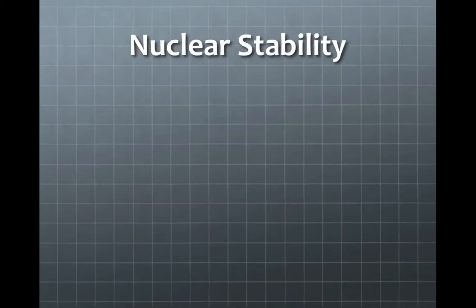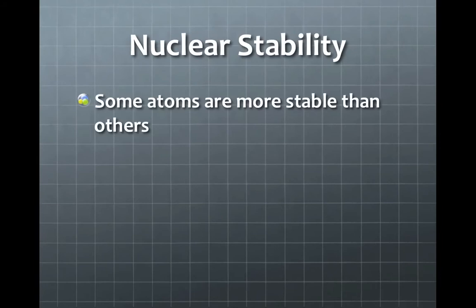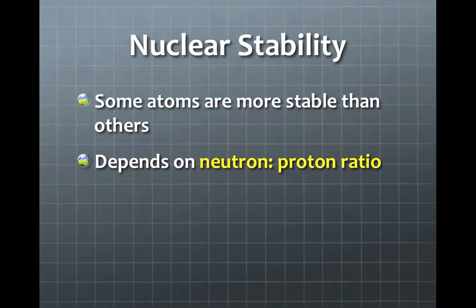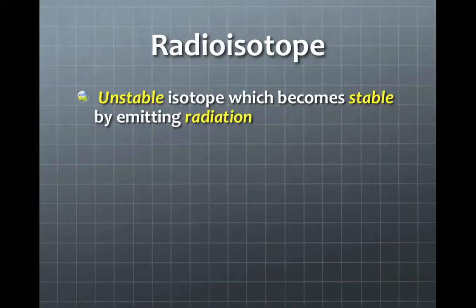So nuclear stability basically states that some atoms are more stable than others. This is how people started to figure out that things were radioactive, because some atoms are more stable and some atoms decay. This depends on the neutron to proton ratio. You want to keep a certain ratio depending on where you are on the periodic table. So a radioisotope is simply an isotope of an element, right? It has a different number of neutrons that is unstable.